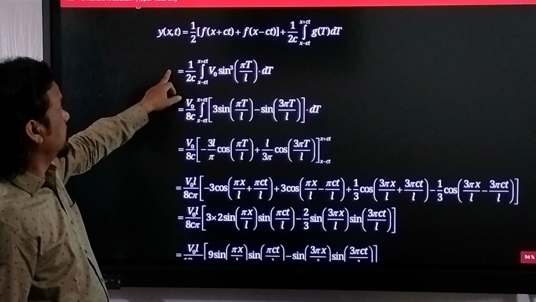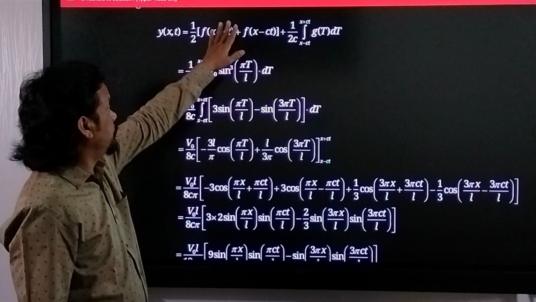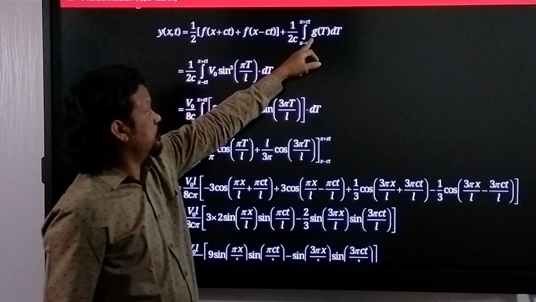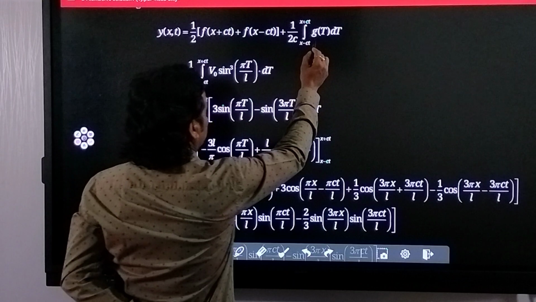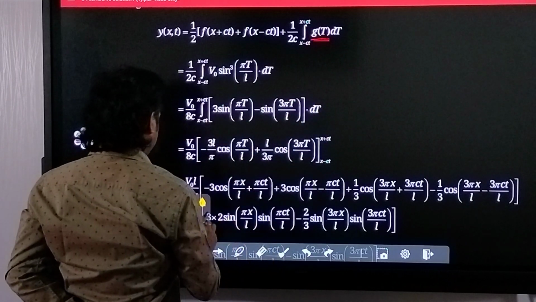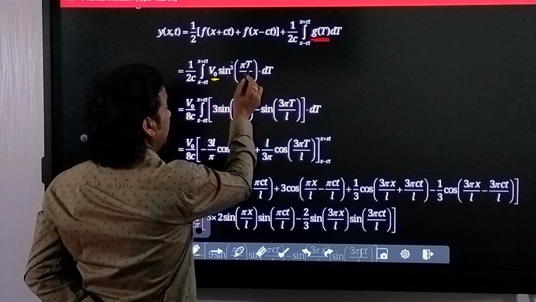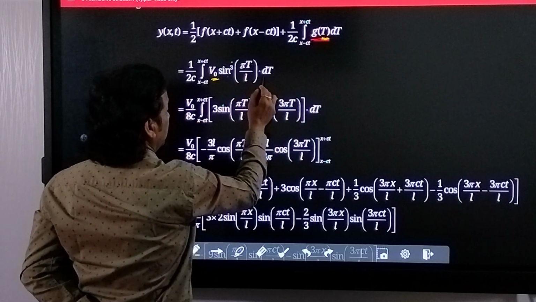So see here. Here f is 0, so the first term vanishes, and only the second term remains, 1 by 2c, in place of g of t. See here, in place of g of t, it is v0 sine cube pi x by L. In place of x I have written t, pi t by L into dt.